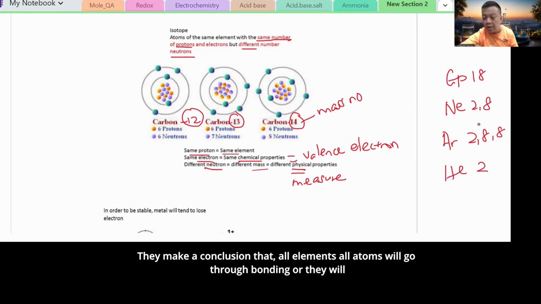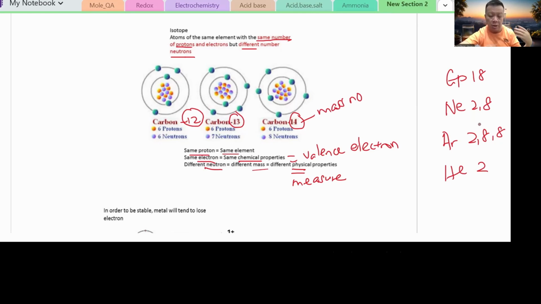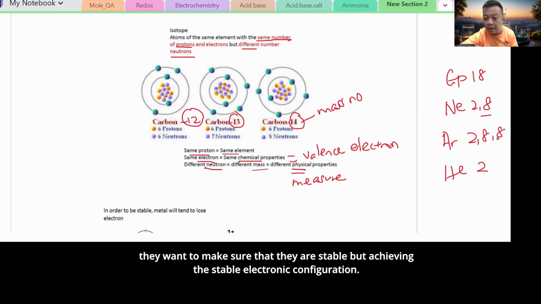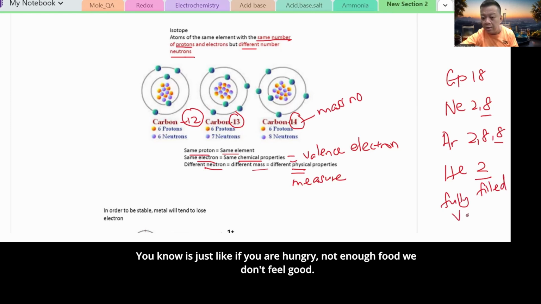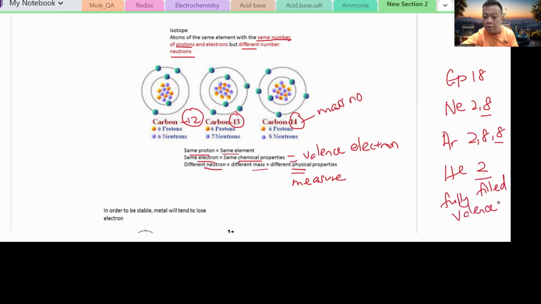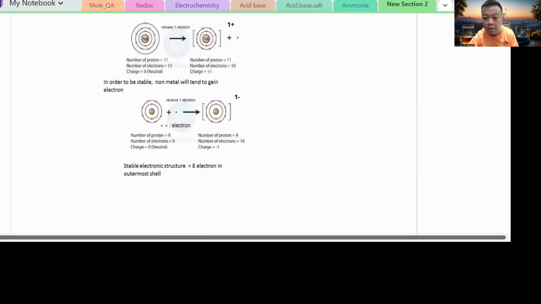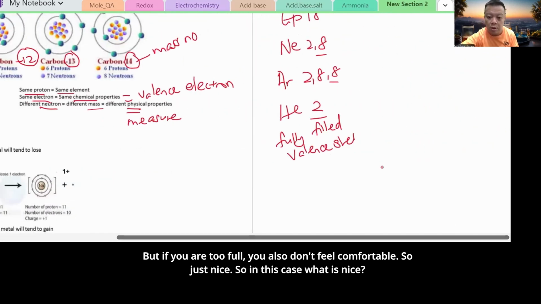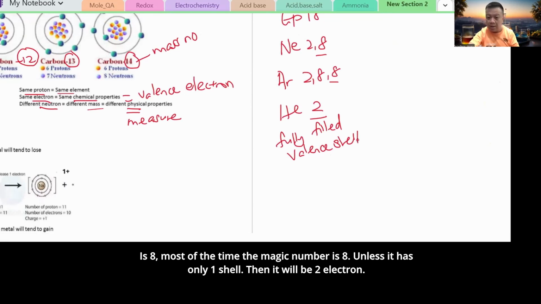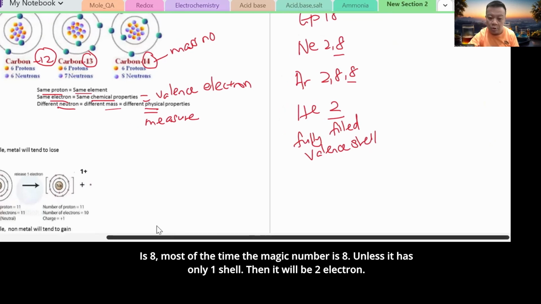So they make a conclusion that all elements or all atoms will go through bonding, or will want to make sure they are stable by achieving the stable electronic configuration. We call this a fully filled valence shell. It's considered stable. It's just like if you're hungry, not enough food, you don't feel good, right? But if you're too full, sorry, you also won't feel so comfortable. So just nice. In this case, what is nice is 8. Most of the time, the magic number is 8, unless it has only one shell, then it'll be 2 electrons.